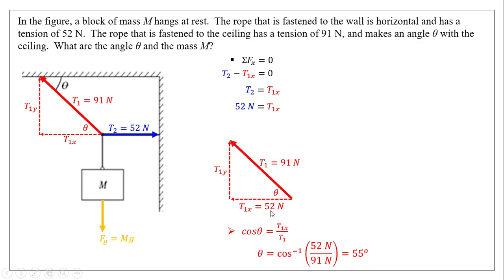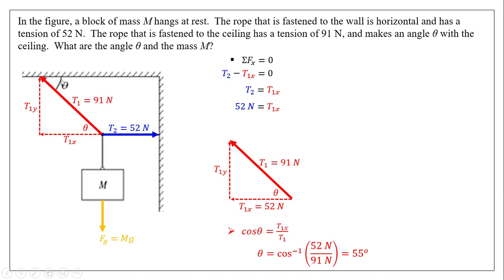Well, T1x in this case is 52 newtons. And then T1, given in the diagram, is 91 newtons. And if you punch it in your calculator, you just get a value of 55 degrees. So theta here is 55 degrees. So the red theta is 55 degrees, therefore the black theta in the diagram is 55 degrees.